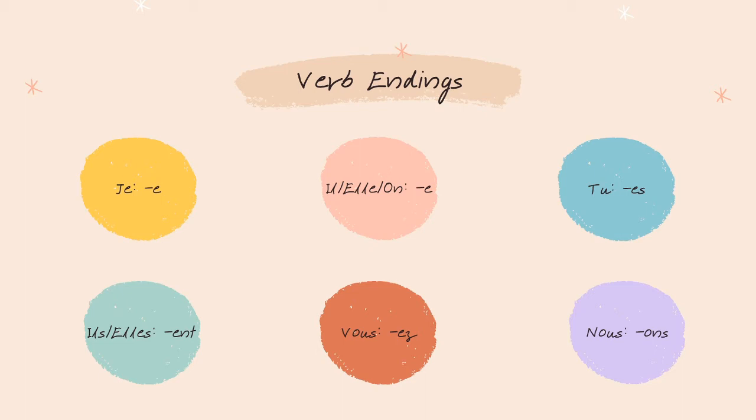So for je, you take out the ER and add an E. Same thing for il, elle, and on. For tu, you add an ES. For ils and elles, you add an ENT. For vous, you add an EZ. And for nous, you add an ONS. So just to reiterate, to conjugate a verb, you remove the ER from the end and then add one of these endings based on the subject.